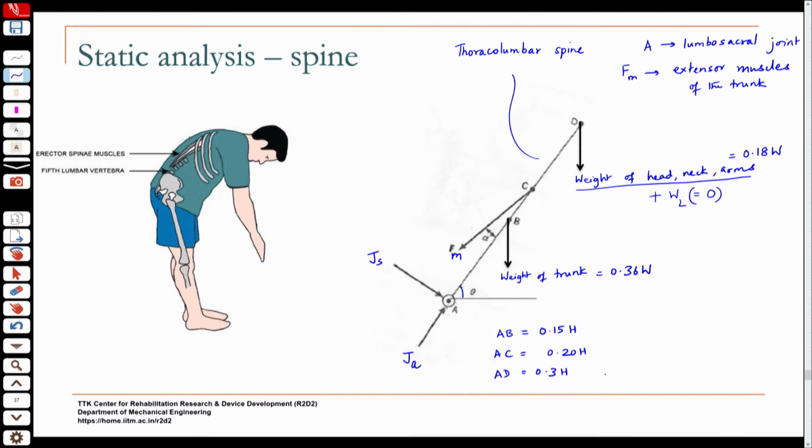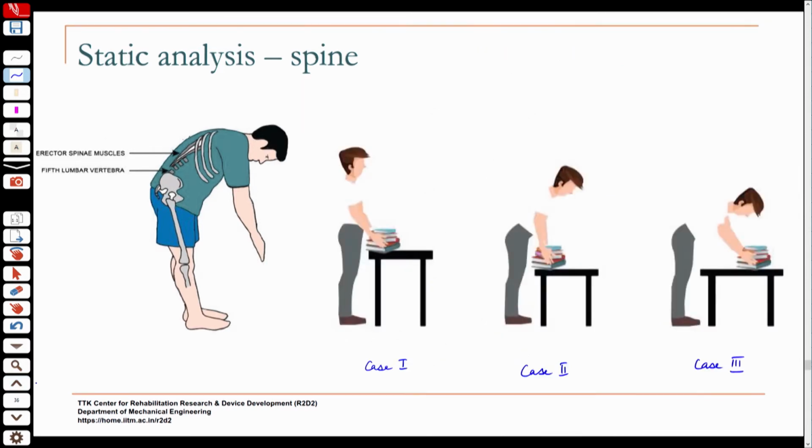And let us say that the line of action of the muscle makes an angle alpha of 13 degrees with the thoracolumbar spine. So, now we will perform the analysis for the three different positions that we saw here. Case 1 is theta equal to 85 degrees, the spine is nearly erect. Case 2 is theta equal to 75 degrees, and case 3 is theta equal to 60 degrees.